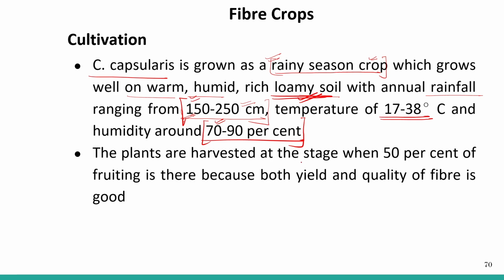The plants are harvested at the stage when 50% of the fruiting is there, because both yield and quality of fiber are good. So at this particular time, when 50% of the fruiting is there, right? When there are fruits on the plant, 50%, then at that particular time it is good to extract the fibers. So the crop can be harvested at that particular time.